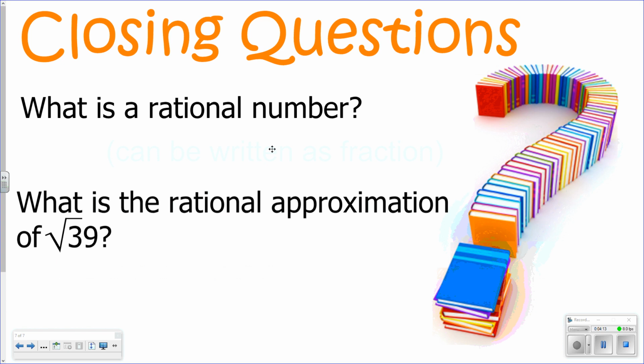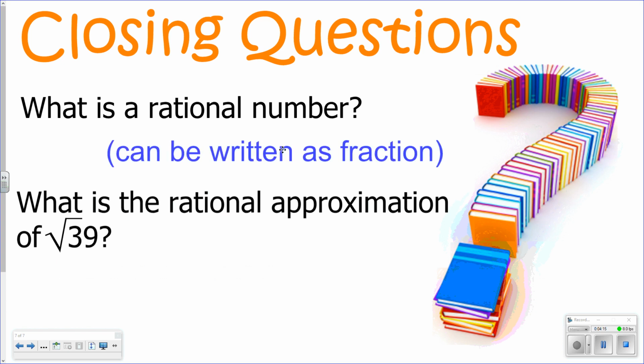All right, so what is a rational number? It can be written as a fraction. So rational numbers include integers, decimals, and fractions. What is the rational approximation of the square root of 39? Well, it's going to be between the two perfect squares of 36 and 49, so it's going to be between 6 and 7.